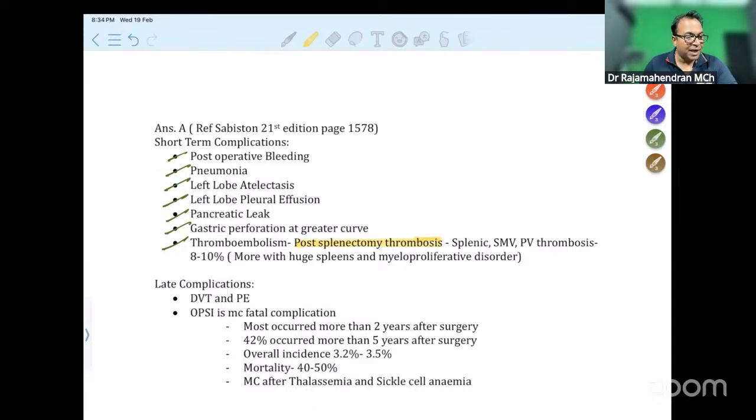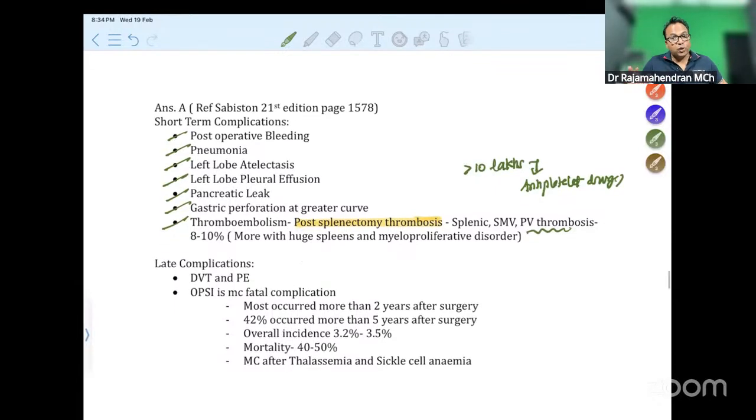When you're going for a splenectomy, the platelet count increases. And if the count goes more than 10 lakhs, immediately you should start antiplatelet drugs. If you are not going to watch very closely, they can even go for portal vein thrombosis. Be careful. It is a very common complication, especially for cases where we are operating on a huge spleen.